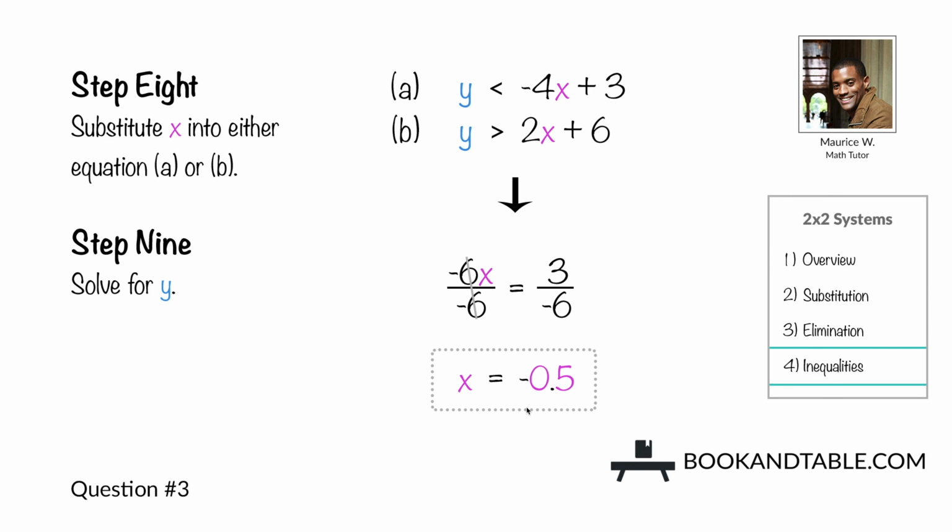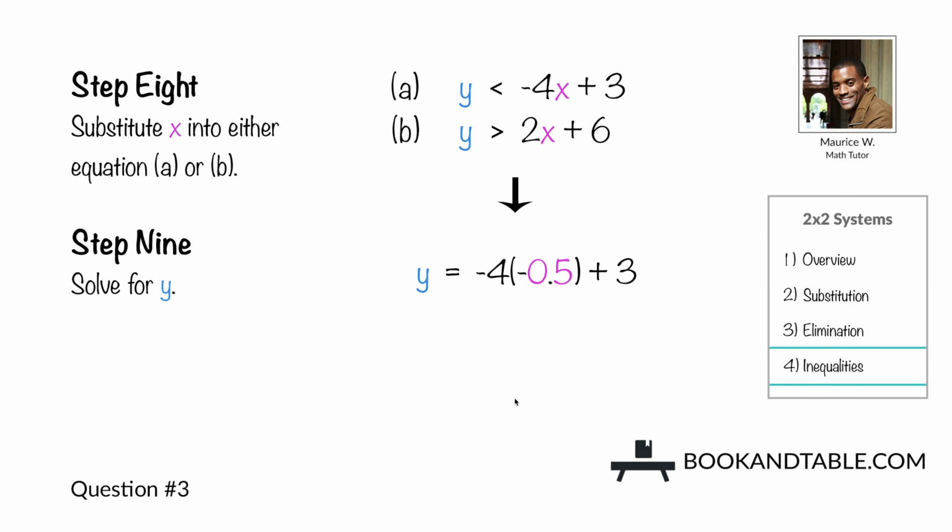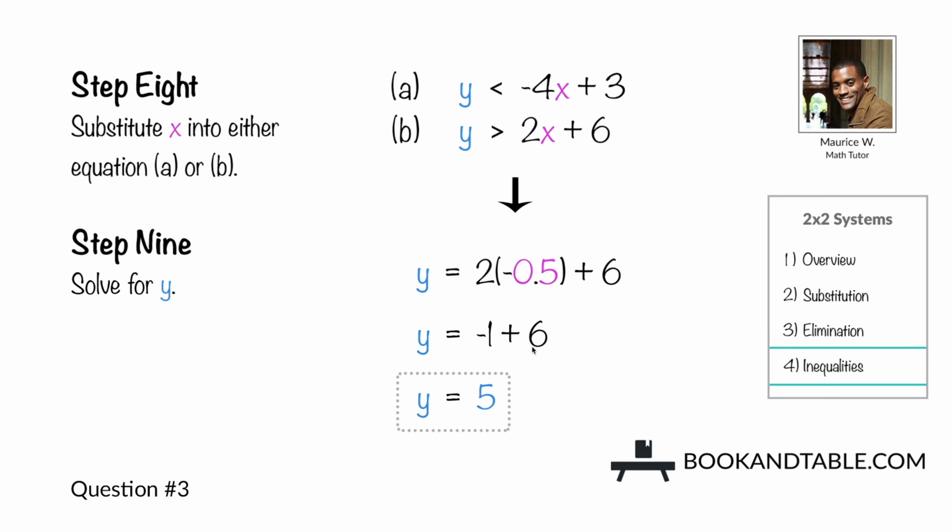So now step 8, we can substitute this x value into either equation A or B. And then step 9, we can solve for the y coordinate of the vertex. So if we plugged x into equation A, we would get negative 4 times negative 1/2, which is positive 2. 2 plus 3 is equal to 5. So we see y is equal to 5. Or you could have plugged negative 1/2 into B, and we get y is equal to 5 as well. So 2 times negative 1/2 is negative 1, plus 6 would give you y is equal to 5.